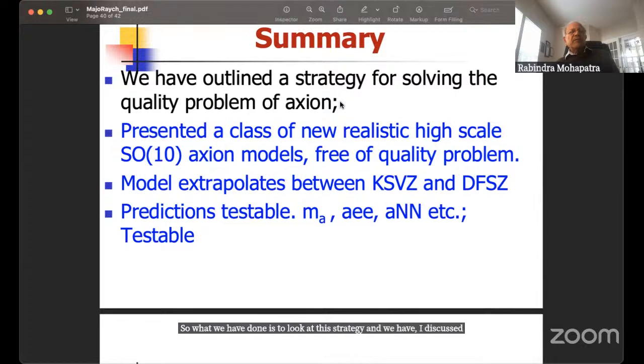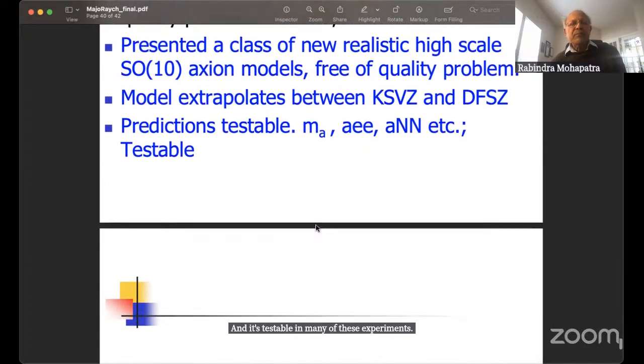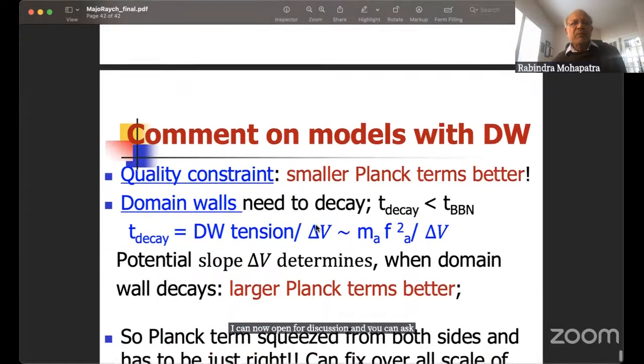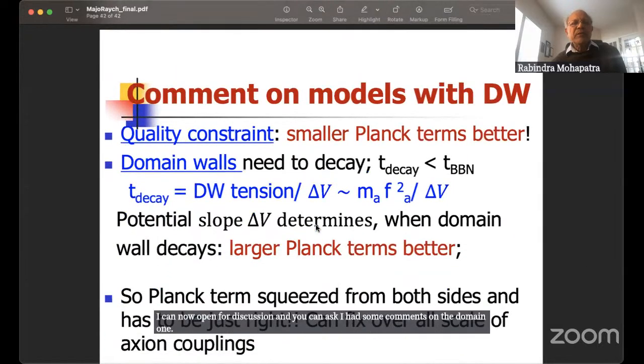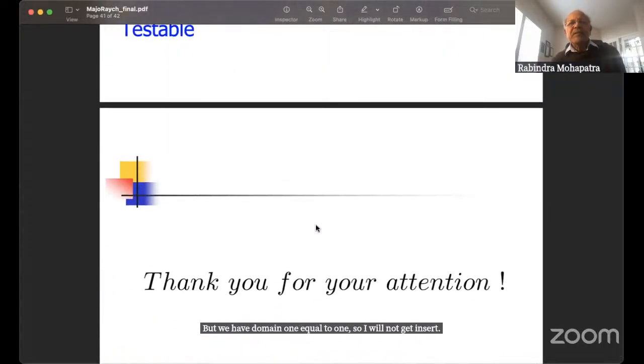Okay. So what we have done is to look at this strategy, and I discussed two models. One is a pre-GUT, just the standard model extension, another the SO(10), and the SO(10) one is particularly exciting, I think. So that's a realistic high-scale SO(10) axion model, which has no quality problem. Okay, the model interpolates between KSVZ and DFSZ, and it is testable in many of these experiments. Okay. So I think I'm done with my talk, and I can now open for discussion. I had some comments on the domain wall, but we have domain wall number equal to 1, so I will not get into those. Okay, thank you very much for listening.